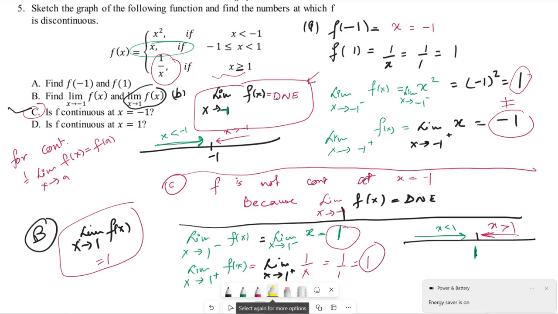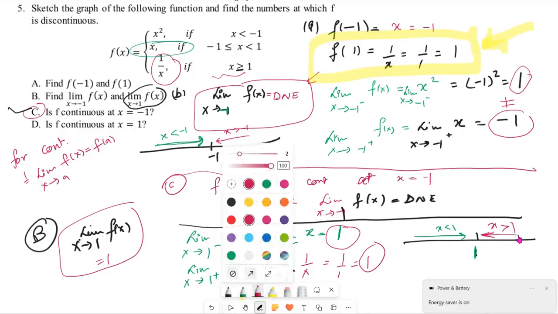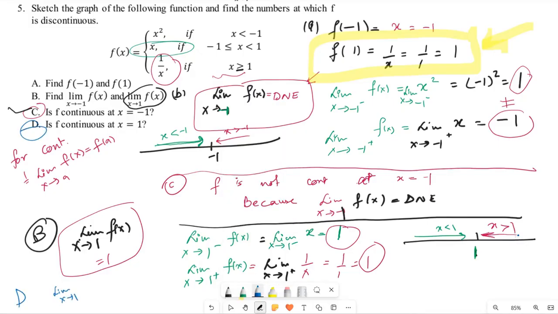And we know that the function's value at 1 is also 1. So we can say for part D that the limit as x approaches 1 of the function is 1, which is the same as f of 1. So f is continuous at x equal to 1. Okay, so the answer to part D would be yes.